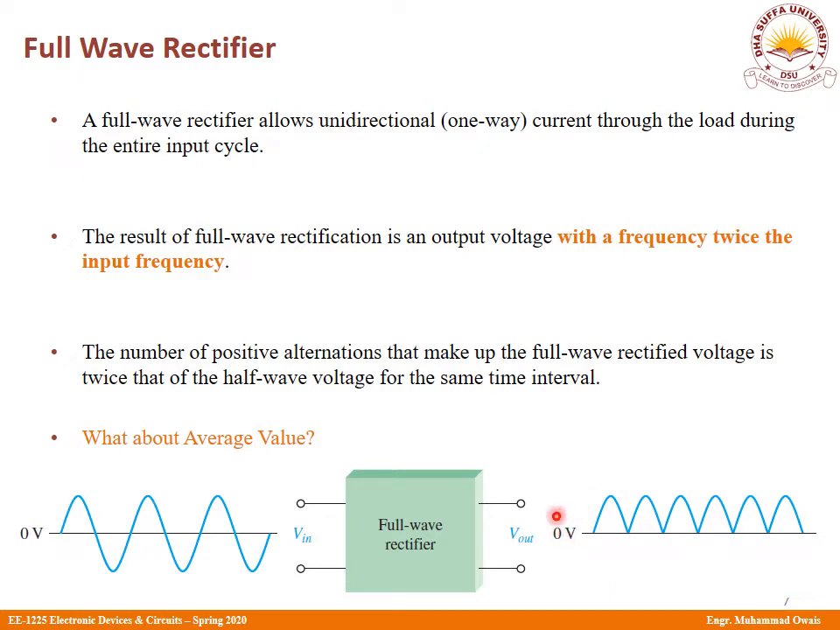But here you can see that you are getting output not only during the positive half cycle, but also during the negative half cycle of the input waveform. So the output can be seen as continuous, whereas we had breaks during the half wave rectifier as half of the input cycle was not being rectified.